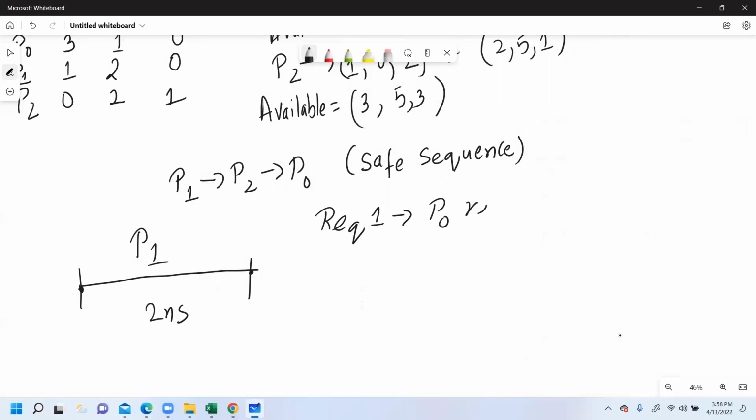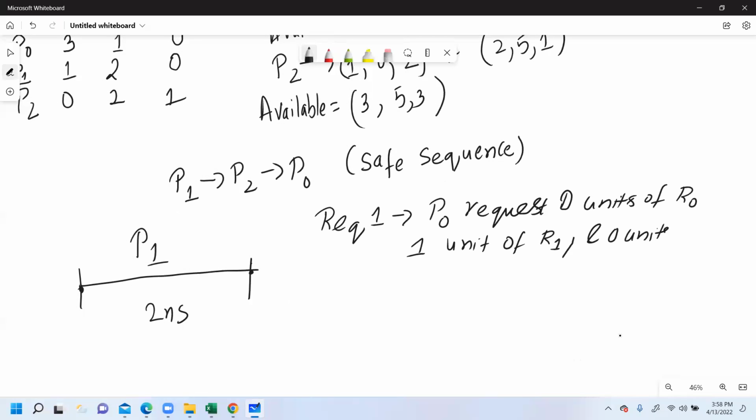Suddenly P0 says that it requests 0 units of R0 and 1 unit of R1, and 0 units of R2. Basically, I don't need anything from R0, but I need 1 unit of R1. Whether this request can be granted or not, that is my question. Suddenly the system is in the safe state.